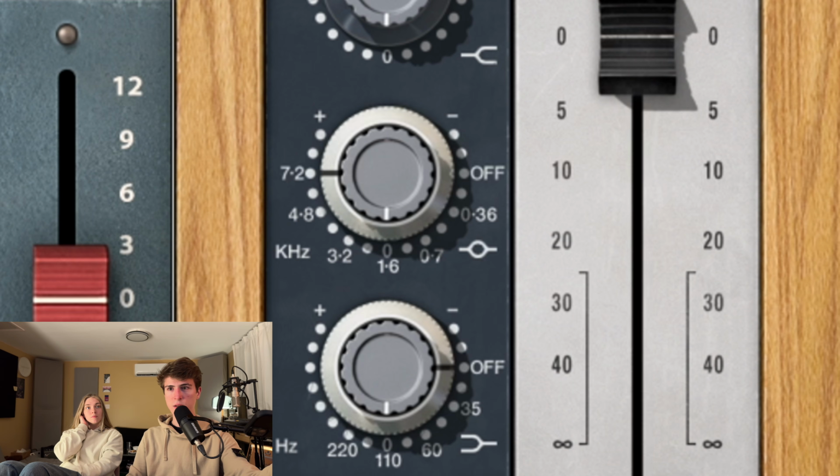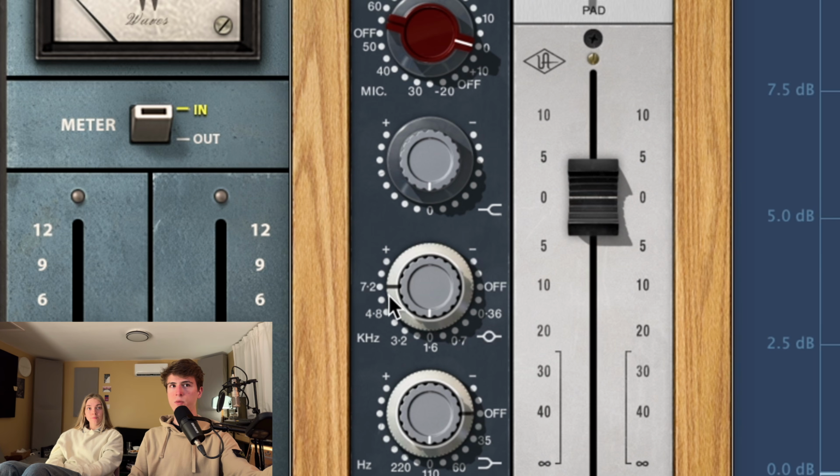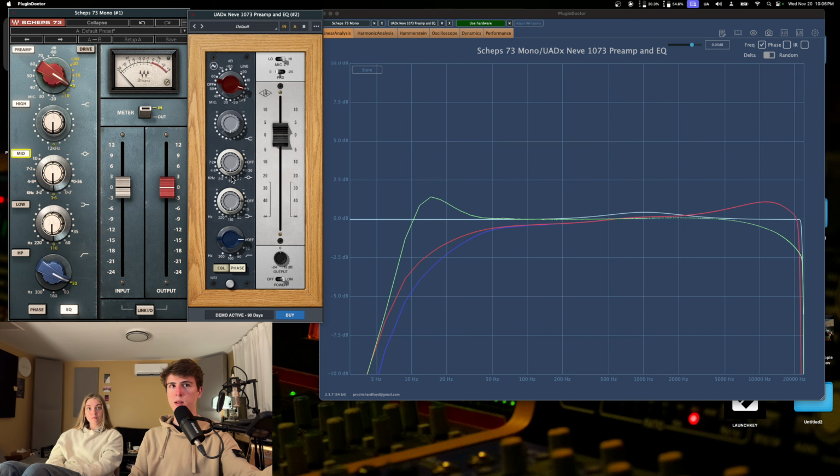So this is centered at 7 kilohertz. And 7 kilohertz is actually about here, 7.2. Whoa. So that is here. So a good rule of thumb to remember with this is, even with this at 0, just switching into a certain frequency, you do get a little bit of a bump.